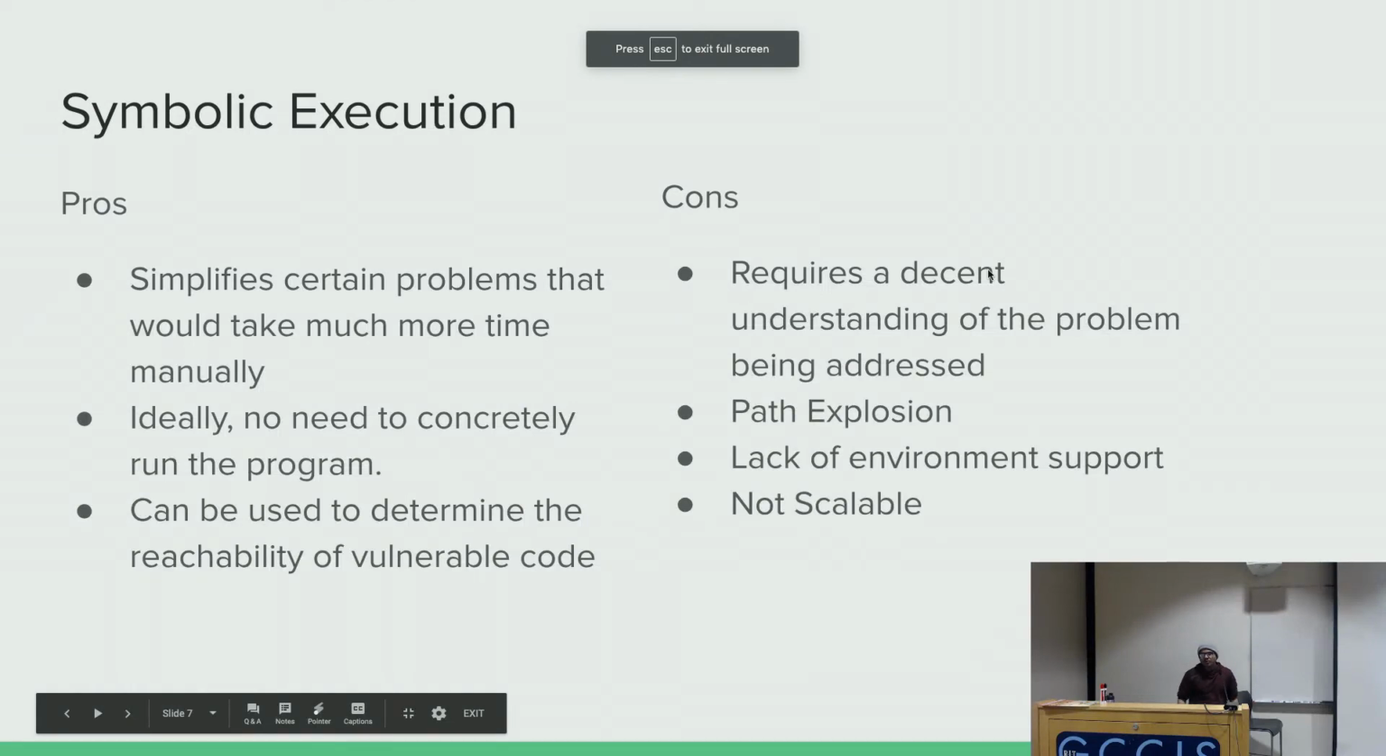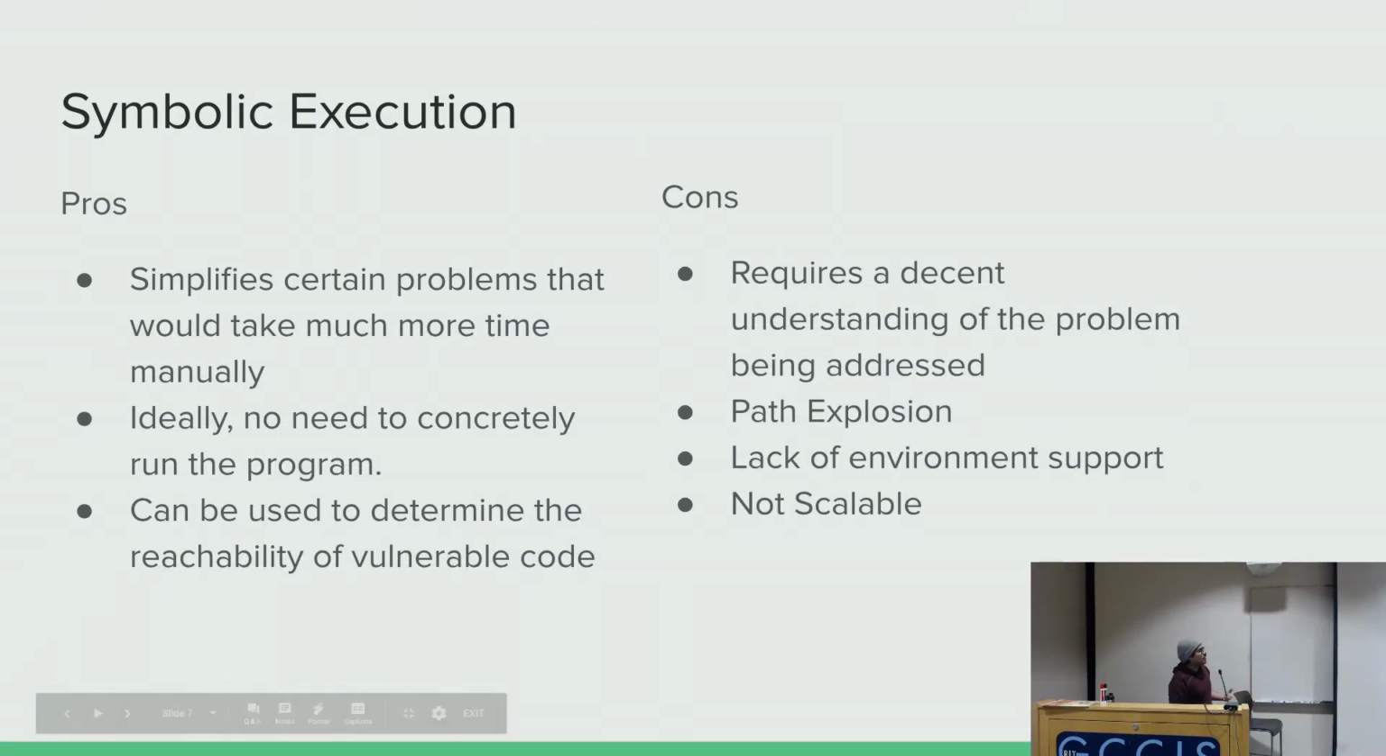So kind of just a pros and cons. Pros, it's gonna simplify certain problems that would take much more time manually. Ideally, you don't need to concretely run the program, so if you want to analyze a Linux binary, you don't have to be on Linux. You can do that on Windows or macOS. And it can be used to determine the reachability of vulnerable code. If you know a code snippet is vulnerable, how do I get there? You can figure out what the input is.